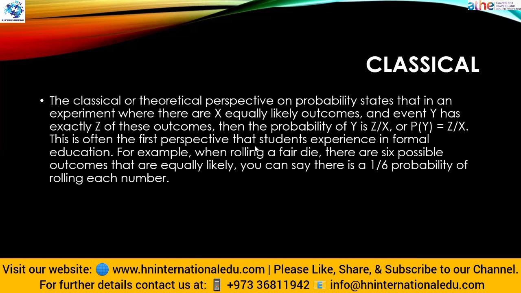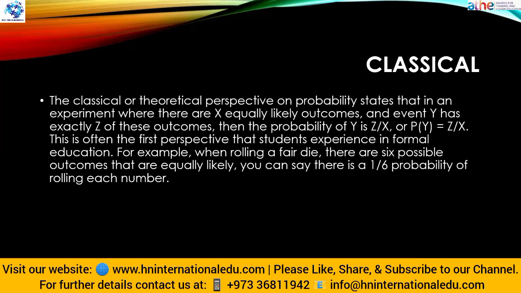This is often the first perspective that students experience in formal education. For example, one of the most commonly used examples is rolling a fair die. Whenever you roll a die or play with the dice, there are six possible outcomes that are equally likely.